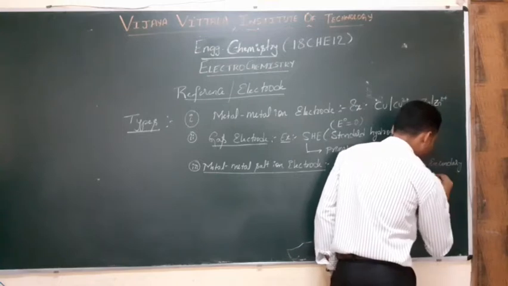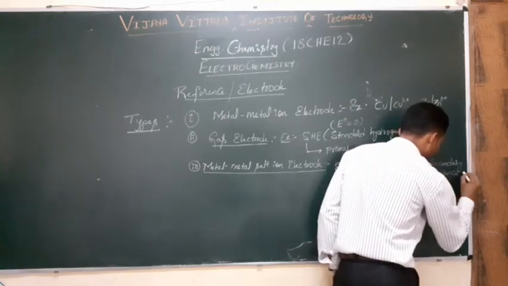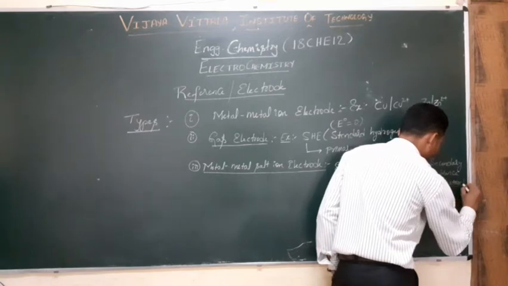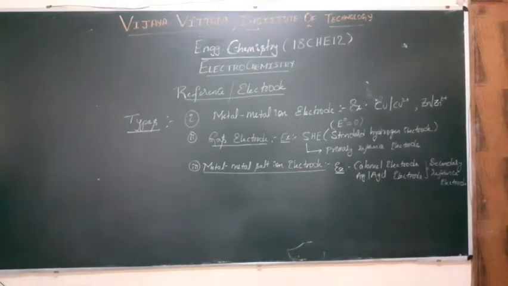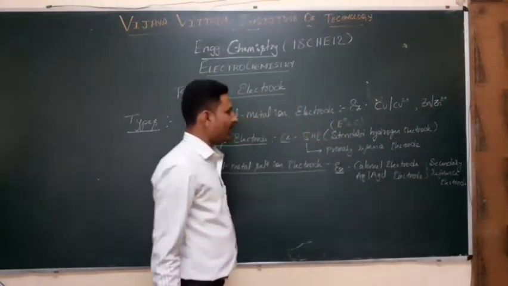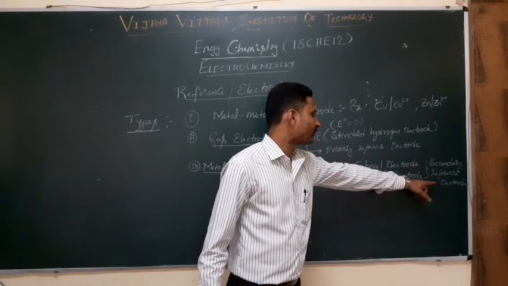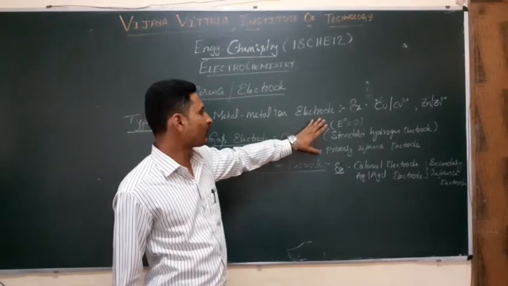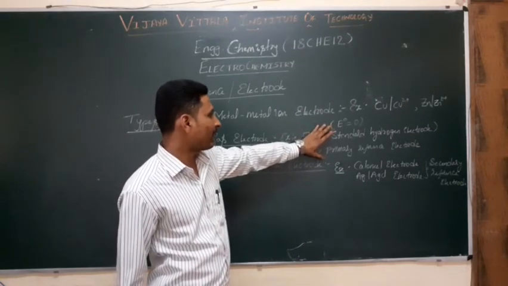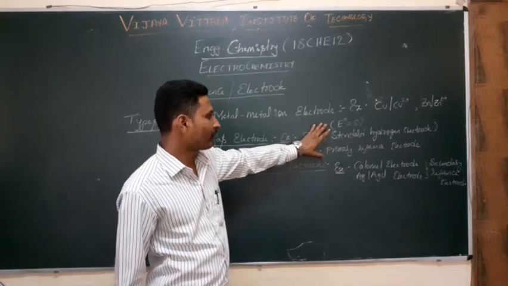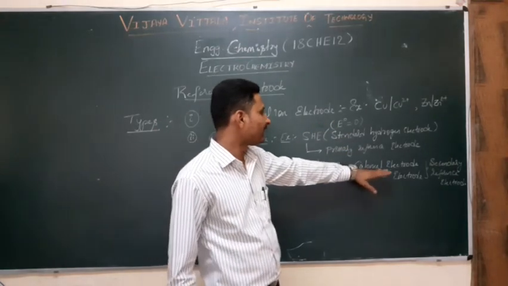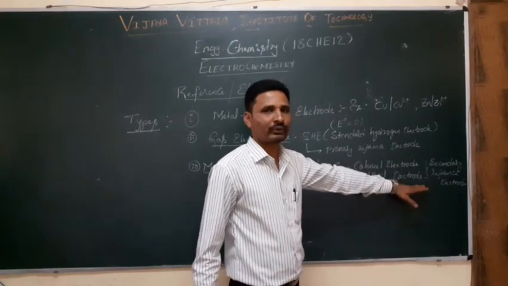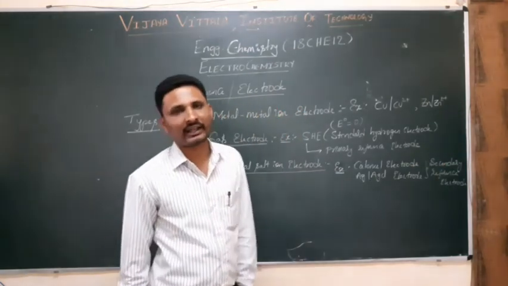Secondary reference electrode. So here, the calomel and silver chloride electrodes are also called secondary reference electrodes. As I told you, the SHE, the standard hydrogen electrode, is difficult to handle as an instrument. So nowadays we prefer the secondary reference electrode.